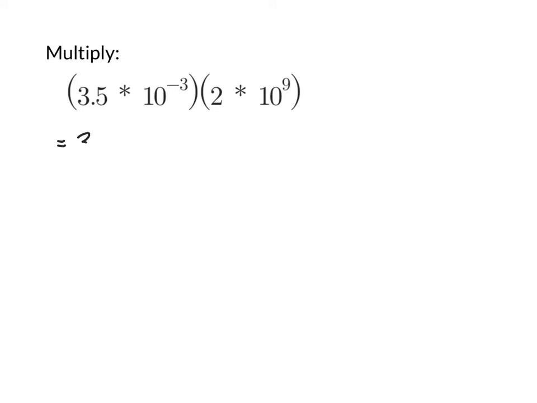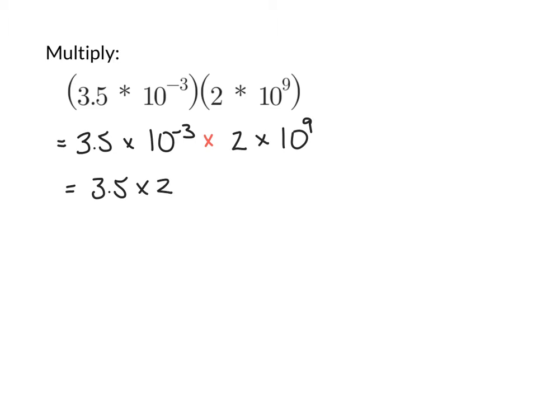For instance, we have 3.5 times 10 to the negative third times 2 times 10 to the ninth. And the nice thing about multiplication is that order doesn't matter. So when I'm multiplying all four of these things together, I can multiply them in the way that they're listed, or I could take that 3.5 and multiply that by 2, and take that 10 to the negative third and multiply that by 10 to the ninth.